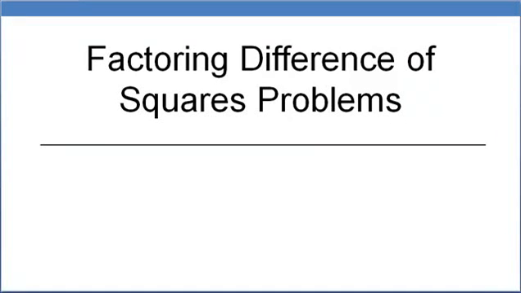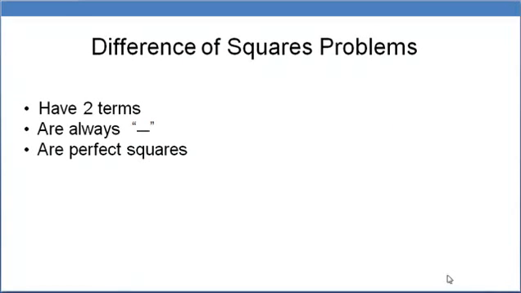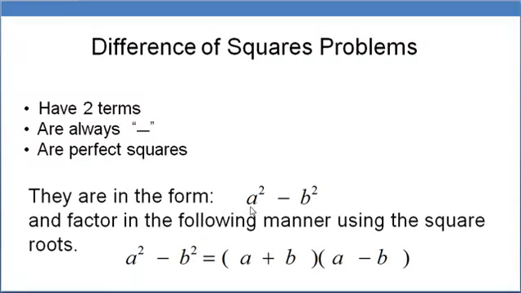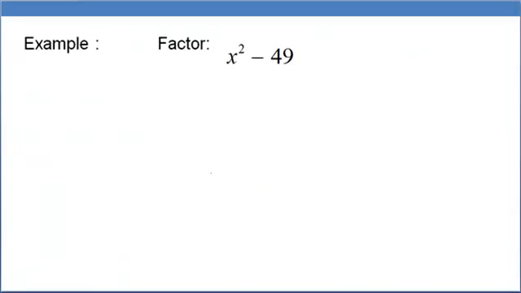Factoring difference of squares problems. Difference of squares always have two terms. They are always minus, and they must have perfect squares so that we can get the square root. They are in the form a squared minus b squared, and will factor in the following manner using the square roots. So we'll have one parenthesis with plus and one with minus, and we'll have the square roots of each factor inside. Let's look at an example.